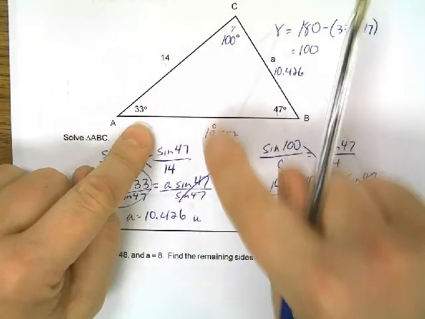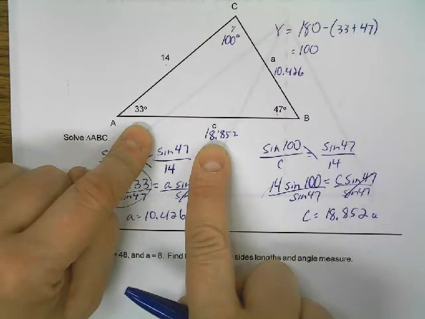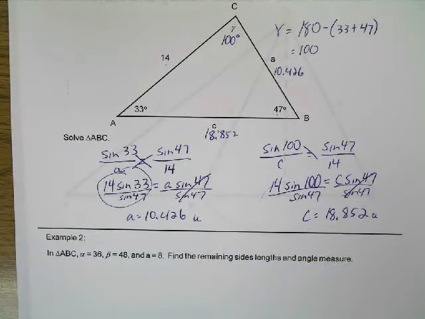Things to look for: this is across from the 100, so this better be your biggest side. This is an obtuse triangle. If this is not your biggest side, something's wrong.